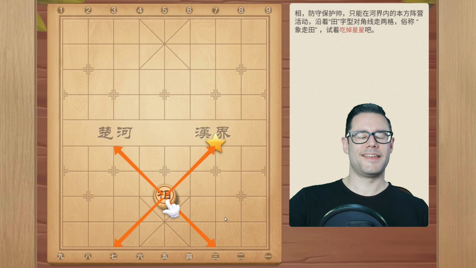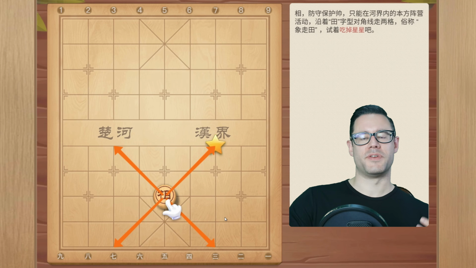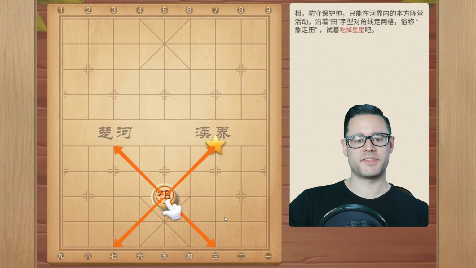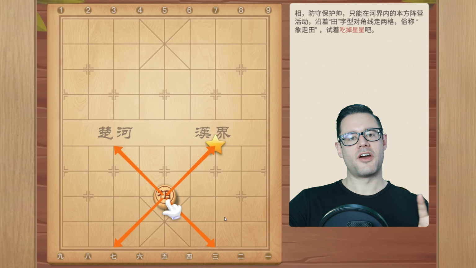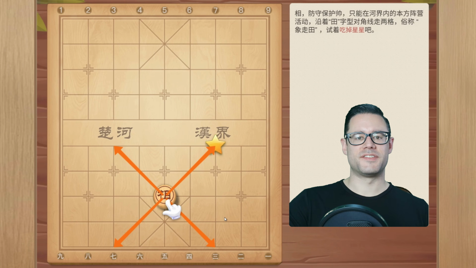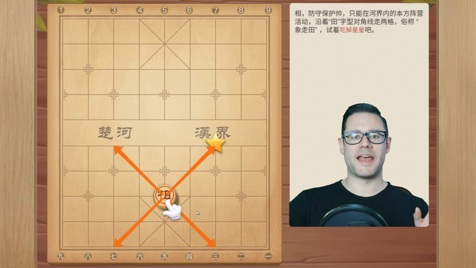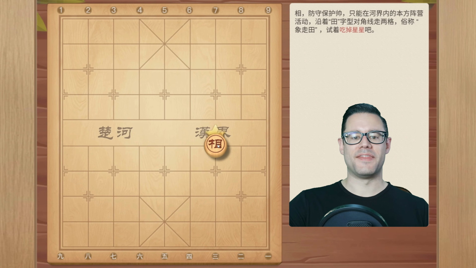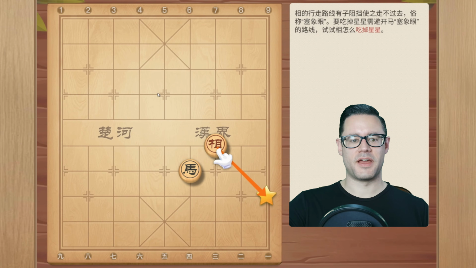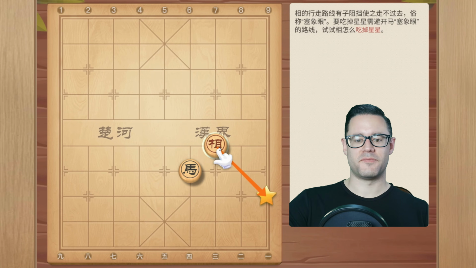Elephants are, in a way, similar to bishops in Western chess, but a difference is that they're a lot more restricted in their movement. So bishops in Western chess are fairly powerful. Elephants are almost entirely a defensive piece. So elephants move exactly 2 spaces diagonally. So 1, 2 spaces diagonally. And they cannot cross the river. So an elephant can never cross the river. That's one of the reasons why this is a defensive piece.